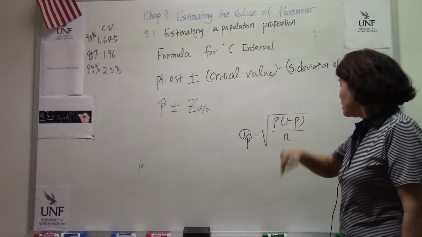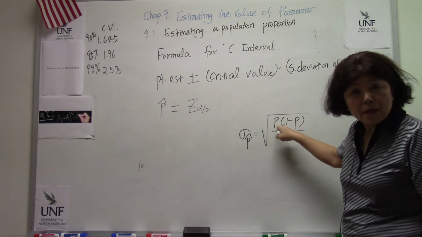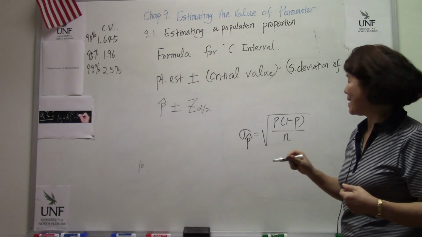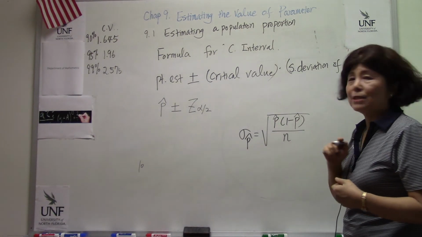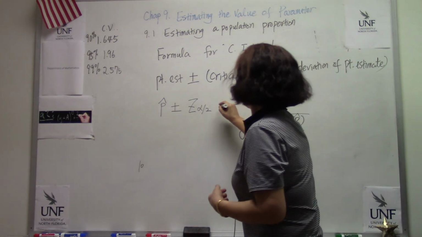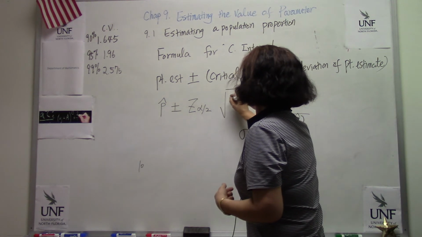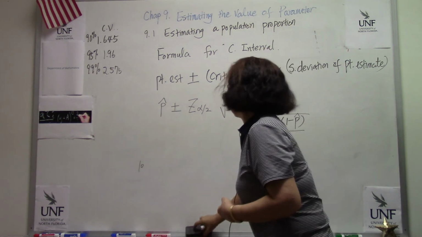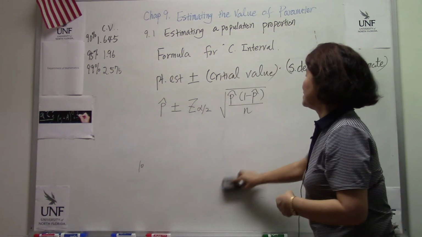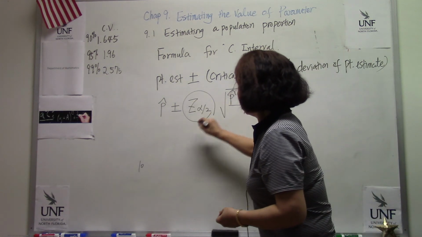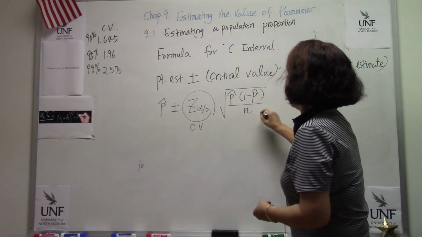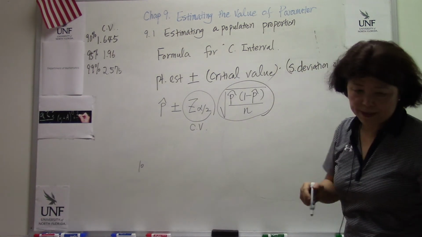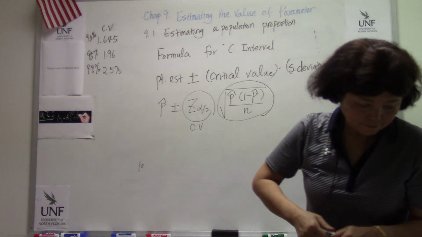But guess what? This time we are estimating p. This p is not available to us, okay? So what do you have to do? Yeah, we are going to use just p hat. So it is going to be square root of p hat times 1 minus p hat over n. Of course, little n is the sample size, okay? So this portion is the critical value, and this portion is the standard deviation of a point estimate, okay?